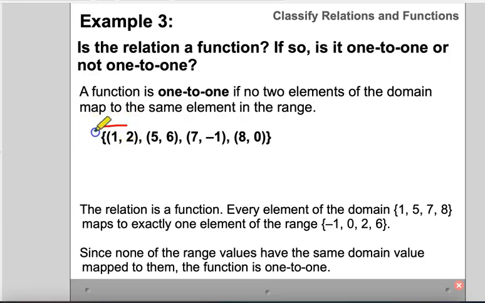So this first one is just when it's listed as a set of ordered pairs, right? No x values repeat: 1, 5, 7, and 8. So then it is a function, right? And it's considered one-to-one because no x's, no y's repeat.